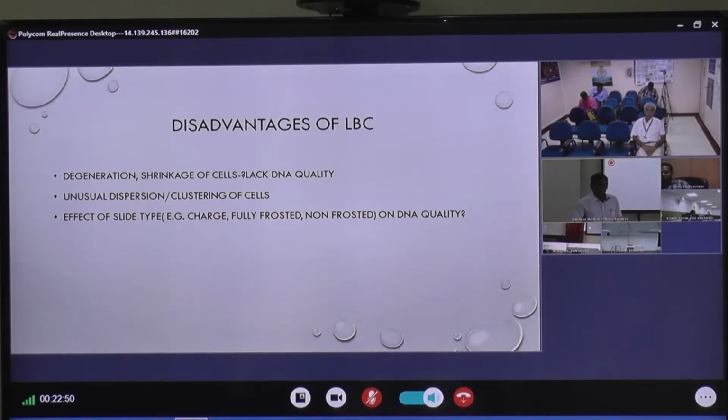Obviously, there are some disadvantages of LBC like degeneration or shrinkage of the cells, which may have a negative impact on the intactness of DNA quality. There may be unusual dispersion of the cells and clustering of the cells. And another important thing, the physical quality like charge of the slide used for liquid-based cytology, fully frosted or non-frosted nature of the slide, may have some effect on DNA quality, and this is now a questionable issue.